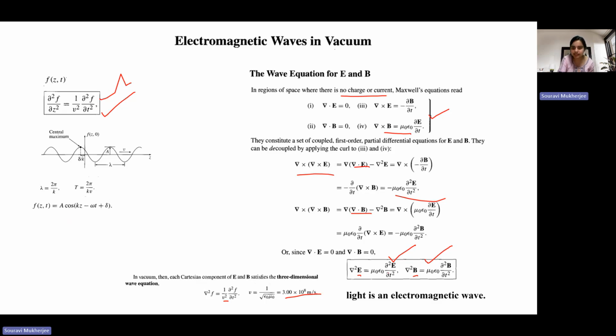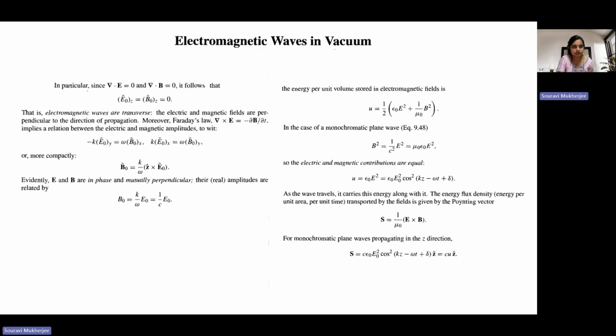If you have some other medium, then this speed would change, right? And that is something which we already know, that the speed of light changes as it goes through different media. Basically, that defines the refractive index of the medium. So all these ideas are already known to us, but this defines the wave equation that governs propagating electromagnetic waves in vacuum. Okay.